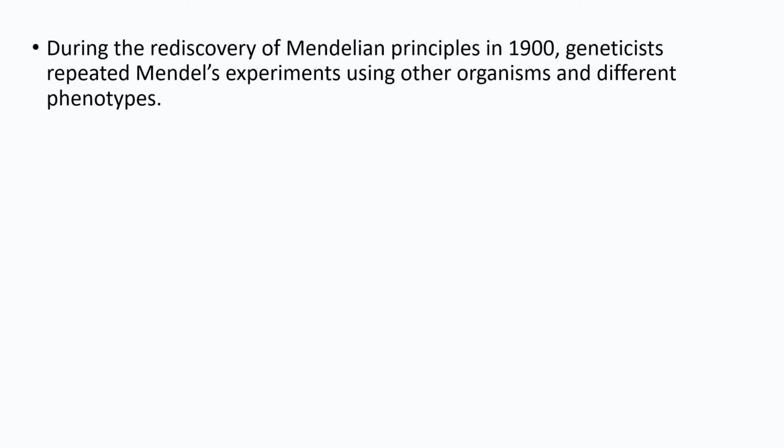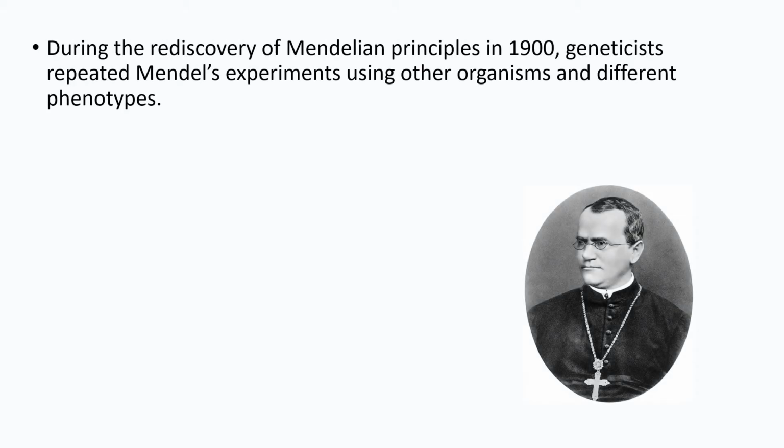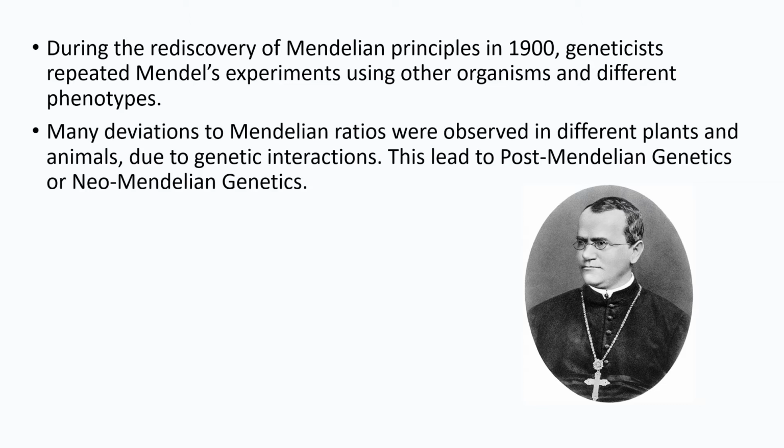So, during the rediscovery of Mendelian principles in 1900, geneticists repeated Mendel's experiments using other organisms and different phenotypes. Many deviations to Mendelian ratios were observed in different plants and animals, due to genetic interactions. This led to Post-Mendelian genetics, which is also known as Neo-Mendelian genetics.